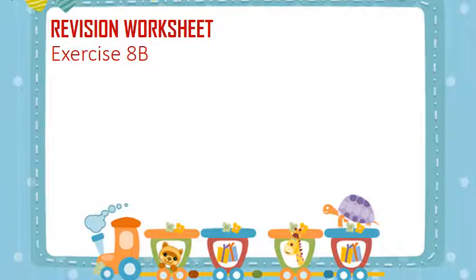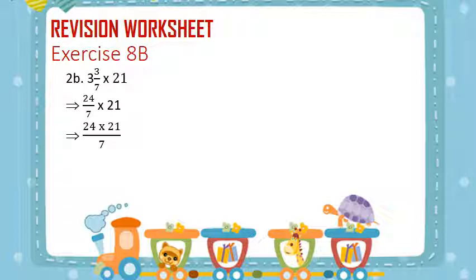Now children, let's do the revision of exercise 8b and let's do some of the sums of exercise 8b. So multiply. It is B part of question number 2. We have to multiply this mixed fraction 3 by 7 by 21. So first of all we have to change this mixed fraction to improper fraction. So 3 by 7 is equal to 24 upon 7 multiplied by 21.